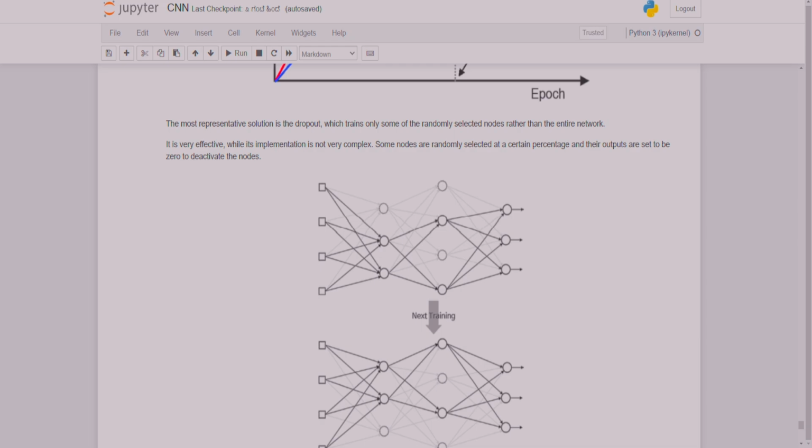Let's say I have 5 connections over here. 20% I'm supposed to leave. So I leave this one for the current iteration and update the remaining 4. In the next iteration, I randomly cancel another one and update the rest. So this is what people have done in research.